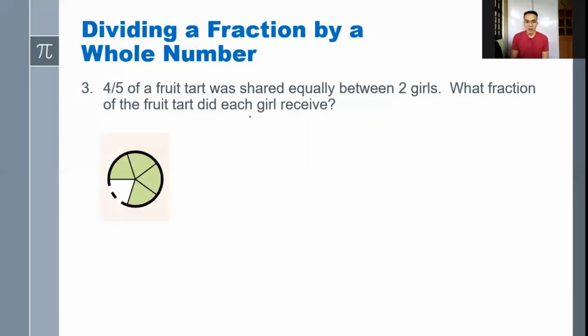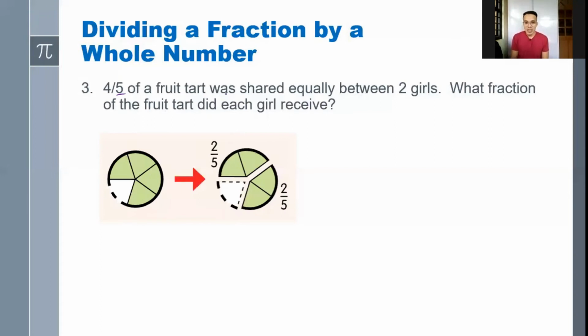Okay, there is a fruit tart, and the fruit tart should be divided into 5 equal parts because the denominator of this fraction is 5, and we're going to shade 4 of them, just like here. And then we're going to divide the shaded portions into 2.